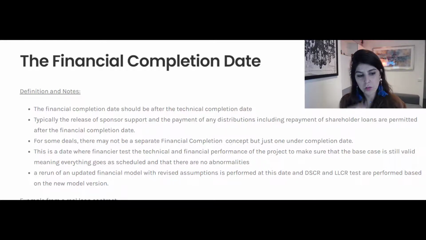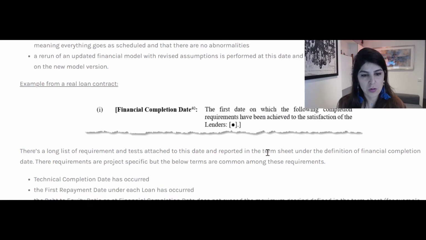As I'm telling you, we talked about the technical completion date, financial completion date, commercial operation dates, all these definitions. As I told you, there might be these different definitions, but I have seen cases where there was just one completion date. So they were not many like technical, financial. It was all defined as completion date. So as I said, it differs from case to case, but I want you to be familiar if you see these terms in any of the loan agreements that you are dealing with. So here is just an extract from a real loan contract.